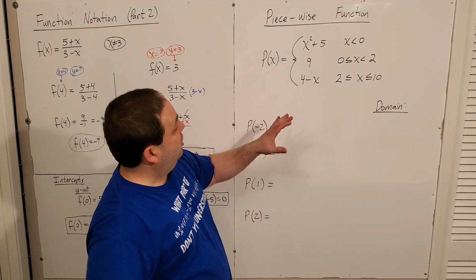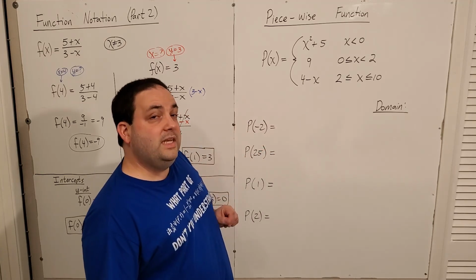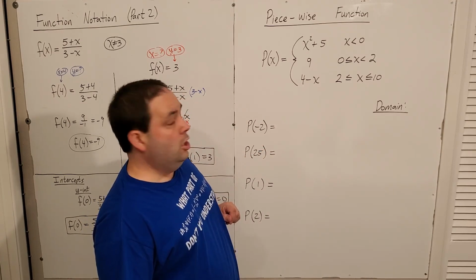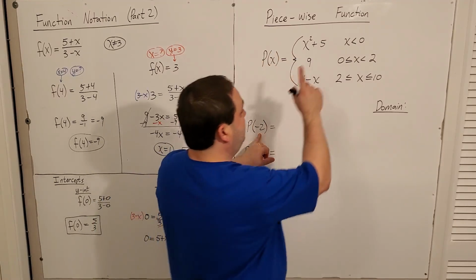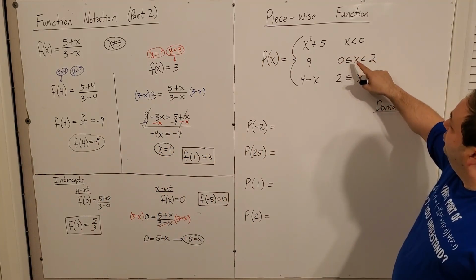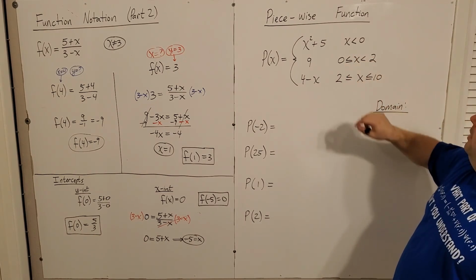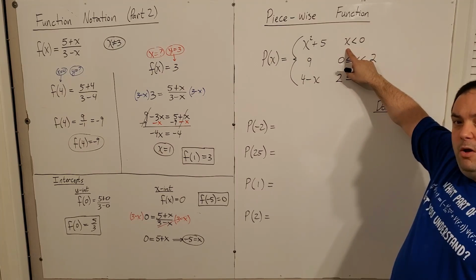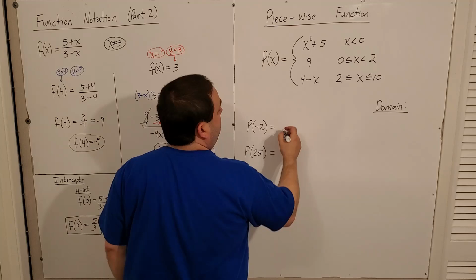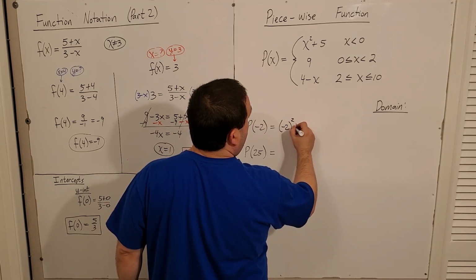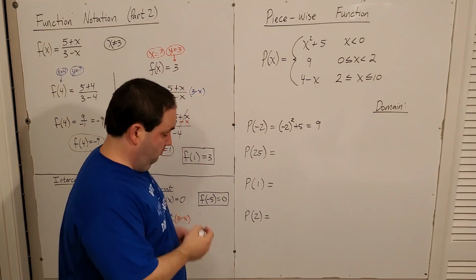Okay? So in this one right here, let's go with the first one. P of -2. Don't just start plugging -2 in. Take -2 over to the decision column. Is -2 less than 0? Is -2 between 0 and 2? Hey, wait a minute, -2 is less than 0. So this is the one that I pick. -2 squared plus 5 is 4 plus 5, which is 9.